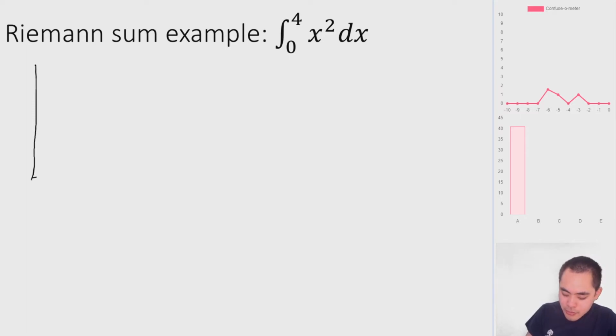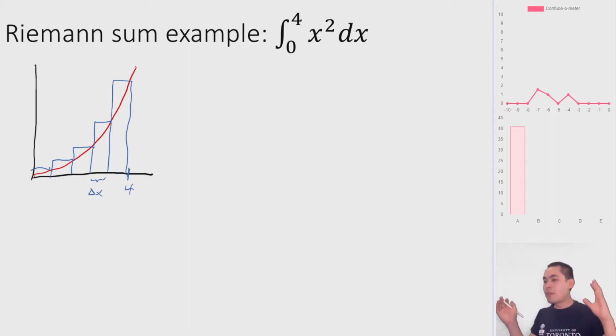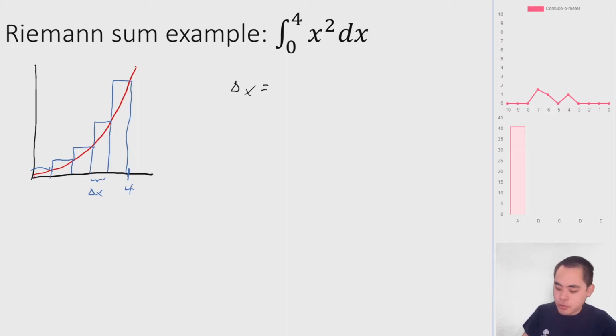So we have our x squared, which is going to look something like that, and we're going to draw a bunch of rectangles. Each of these, this distance is going to be delta x, and we're going from 0 to 4. We're going to have the delta x's get smaller and smaller. Okay, so let's write this out. Delta x is going to be equal to 4 minus 0 divided by n, which is 4 over n.